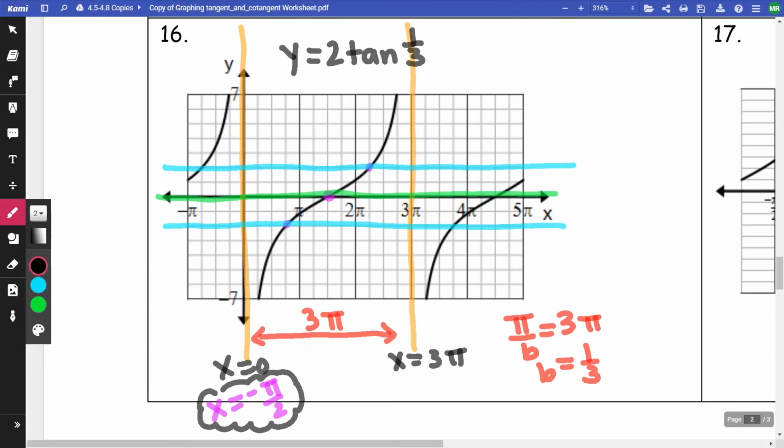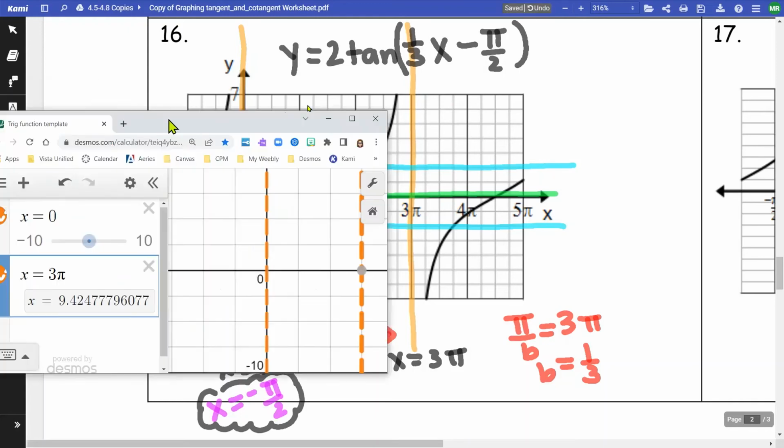So if I'm going to think about it in that sense, this would basically just be my 1/3 x. That would just have changed my period from where I normally should have been. But I'm shifting it. If I'm thinking about the shift of the asymptote and I want it to shift to the right pi halves, then I'm shifting it to the right pi halves like this.